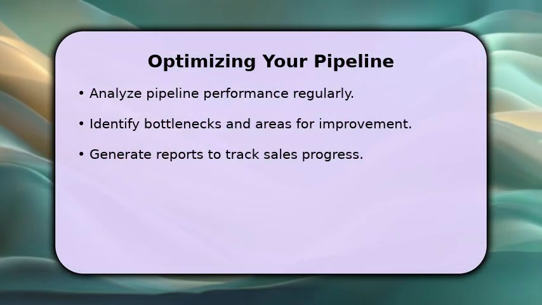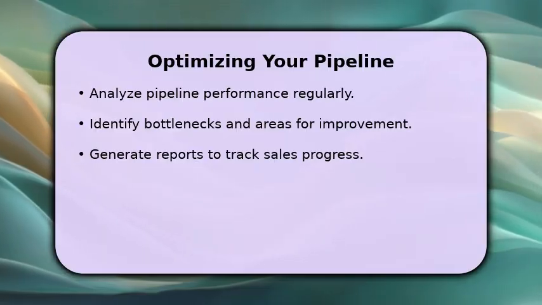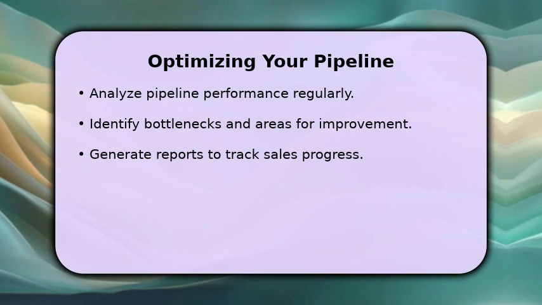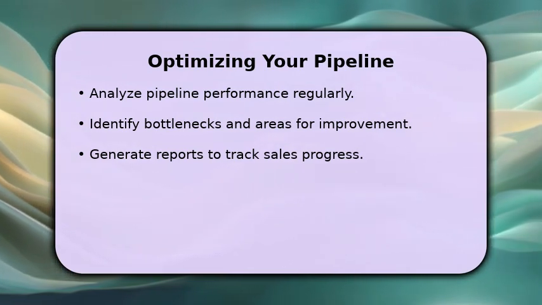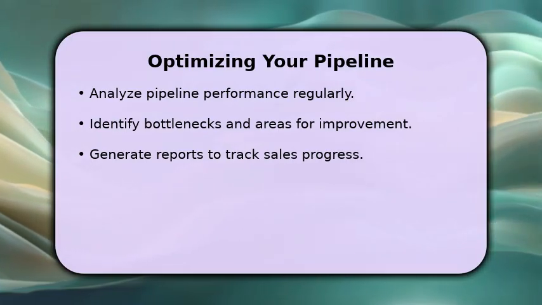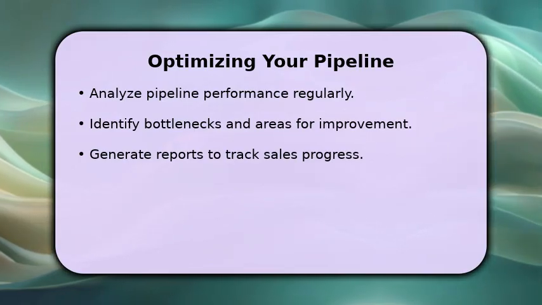Finally, regularly review and optimize your pipeline for maximum efficiency. HubSpot provides robust reporting tools to analyze deal velocity, conversion rates, and stage-by-stage performance. Look for bottlenecks where deals tend to get stuck. Based on these insights, you can refine your stage definitions, adjust probabilities, or implement new automation rules.